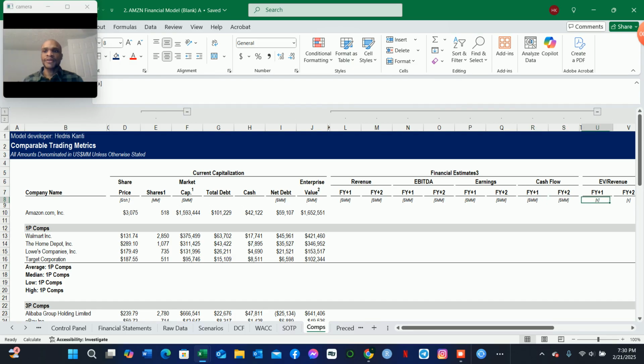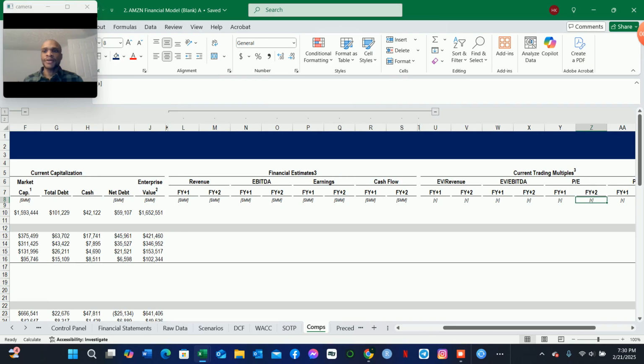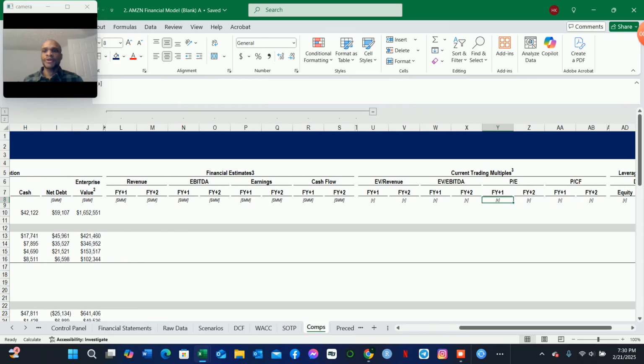So this will enable us to determine the EV to EBITDA multiple, the EV to revenue multiple, the price to earnings multiple, and also the price to cash flow multiple. That is, the price to earnings multiple is the market capitalization to the total earnings, and also the price to cash flow is just the market capitalization to the cash flow.